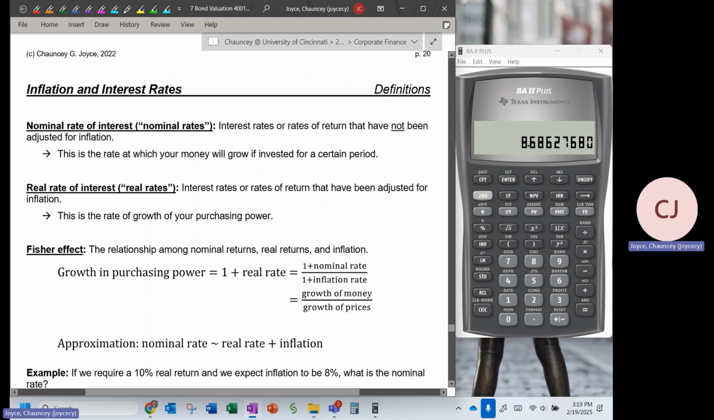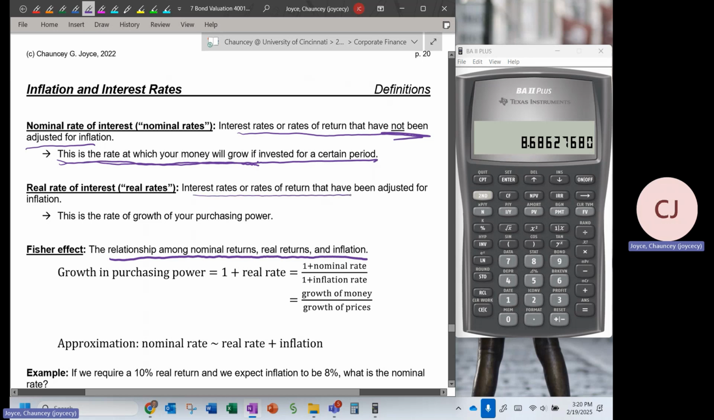Before I talk about more determinants of yields, I want to talk a little bit about the Fisher effect. So your nominal rate, your real rate, and your Fisher effect. The Fisher effect just specifies the relationship between nominal returns, real returns, and inflation. So your nominal rate, these are rates that are not adjusted for inflation. It's the rate your money grows. This is the rate at which your money will grow if invested for a certain period.